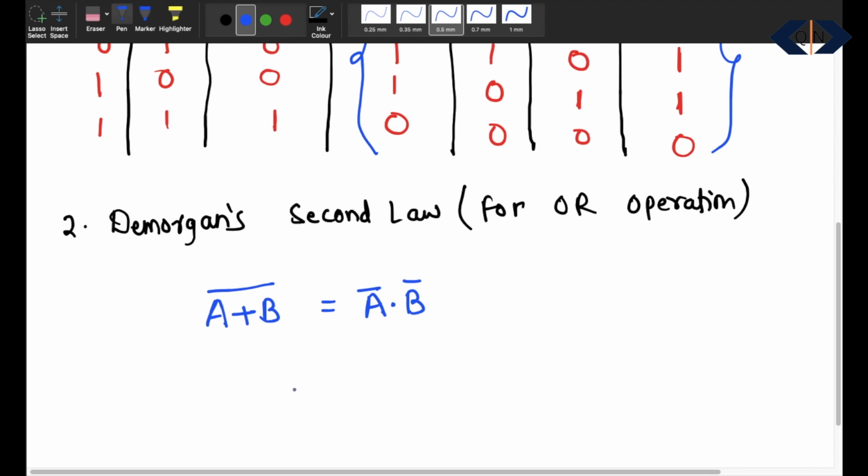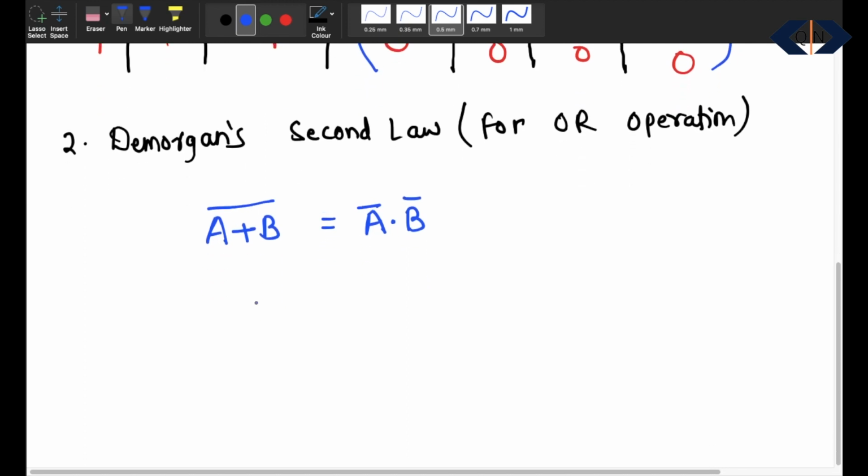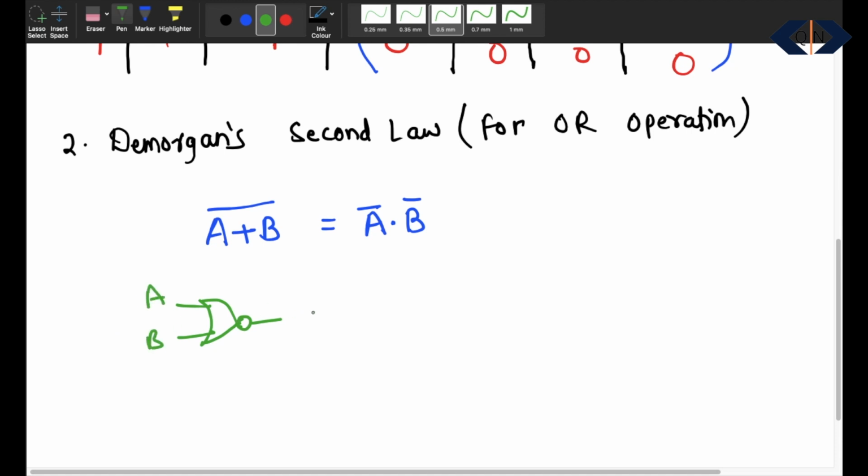Let's first make it a circuit diagram. So what will the circuit on this side look like? It is an OR gate followed by a NOT, basically a NOR, with inputs A and B. It should be equal to A not, B not, and it will be attached to an AND gate.